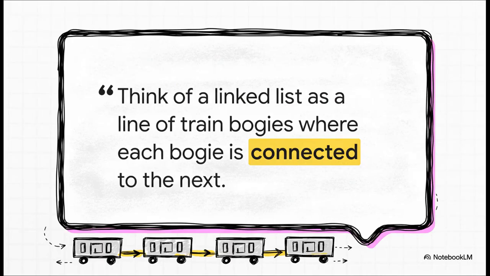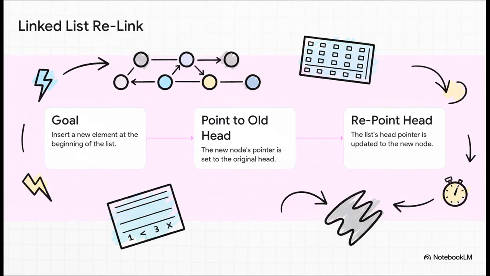This train analogy is just perfect. You start at the engine, that's the head of the list, and you just follow the connection to the next car, and then the next, until you get to the end. This structure gives up that instant O(1) access we loved in arrays, but what it gets in return is incredible flexibility. Okay, now let's replay that insertion scenario.